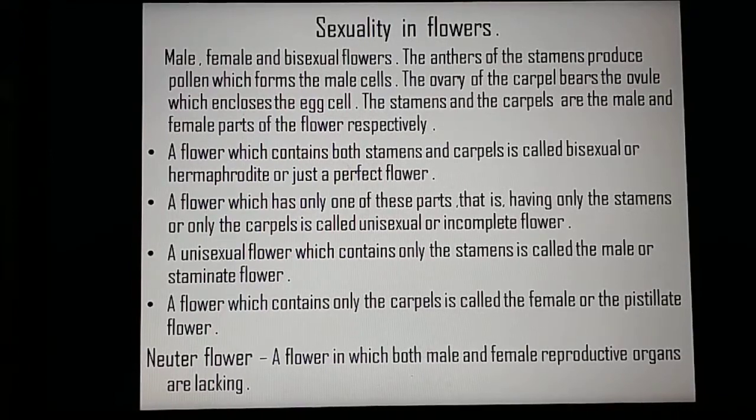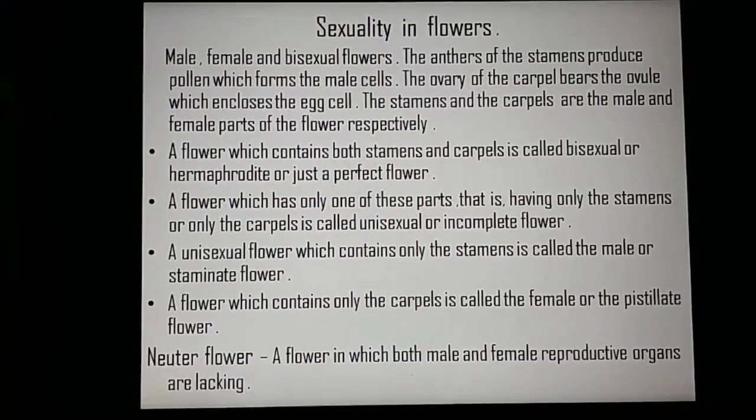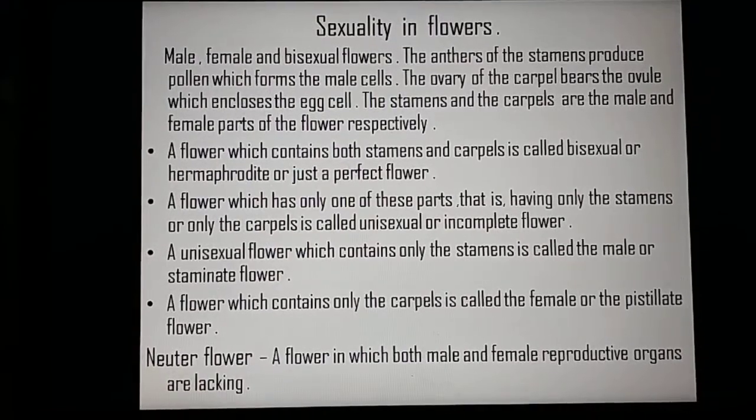A unisexual flower which contains only the stamens is called the male or a staminate flower. And lastly, a flower which contains only the carpels is called the female or the pistillate flower. Neuter flower: a flower in which both male and female reproductive organs are lacking, for example, ray florets of sunflower.